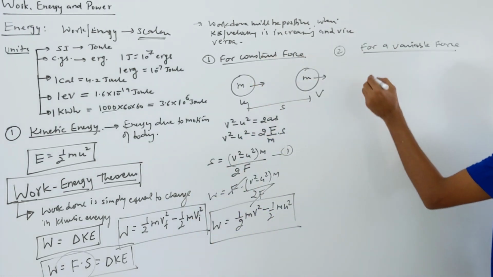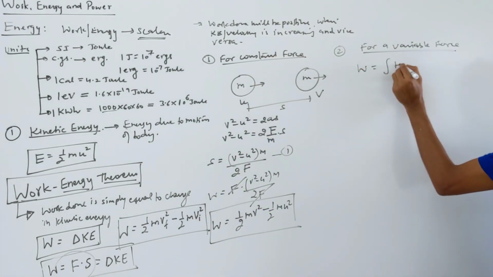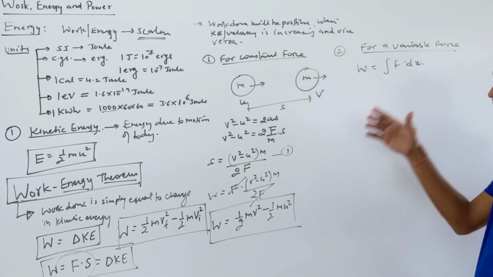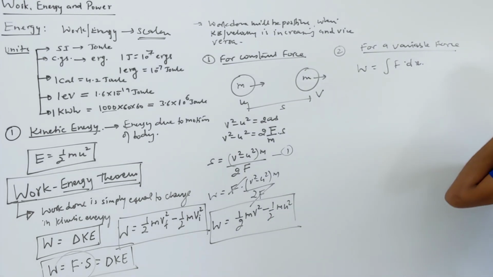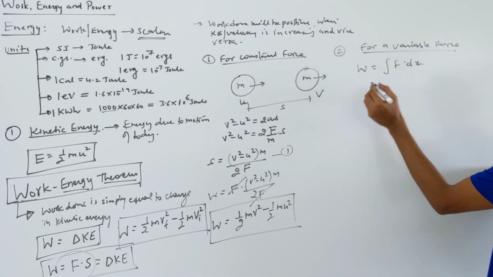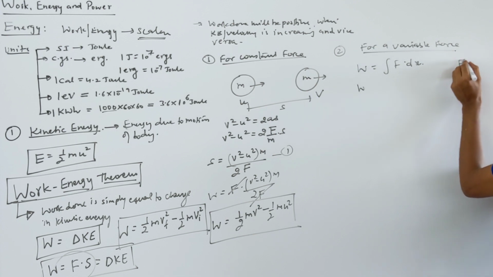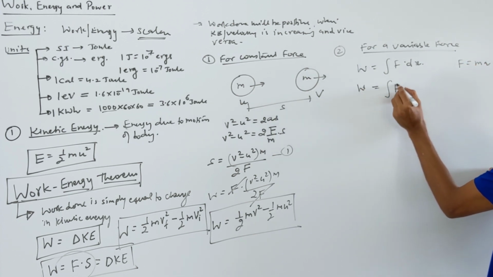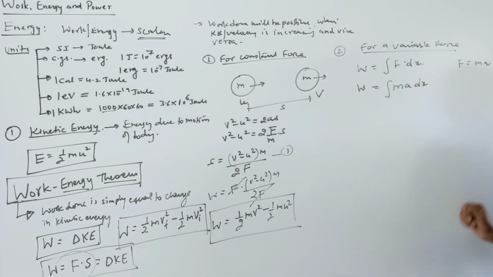For a variable force we write work done as simply the integral of F dot dx. Let's solve this and we should get exactly the same answer again. Suppose the force is variable. Force is ma, so work done is equal to F dx, I'm writing F as ma into dx.